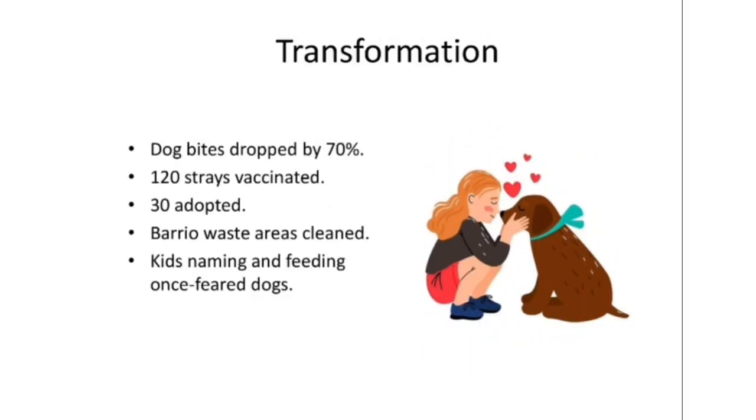Within 3 months, the dog bite cases dropped by 70%, and 120 stray dogs were vaccinated, and there were 30 that were adopted. Garbage areas have been cleaned, and kids started feeding and naming the dogs, thereby eliminating the fear.